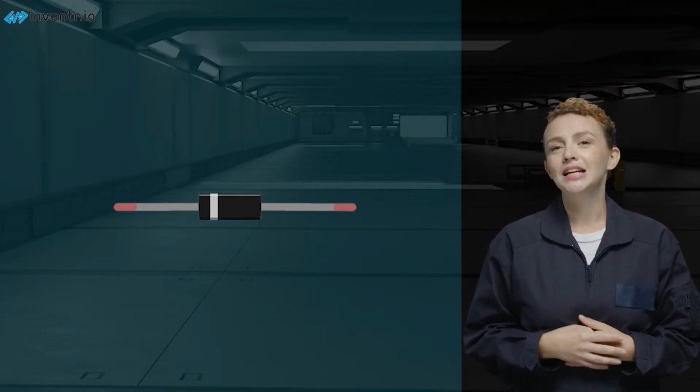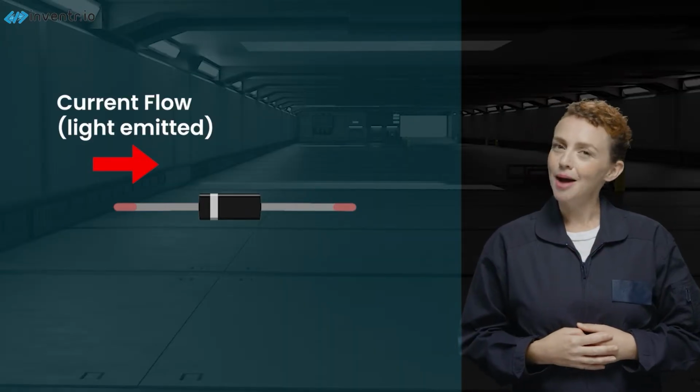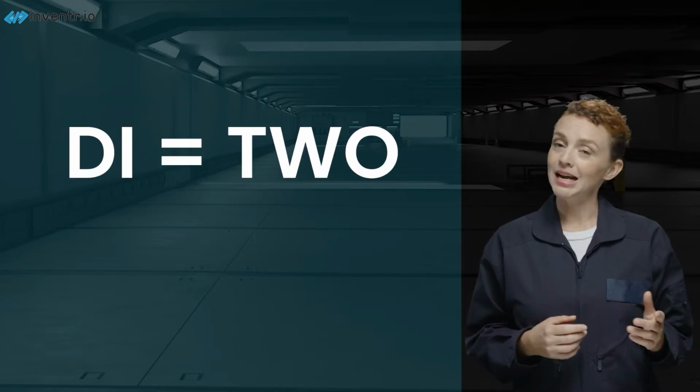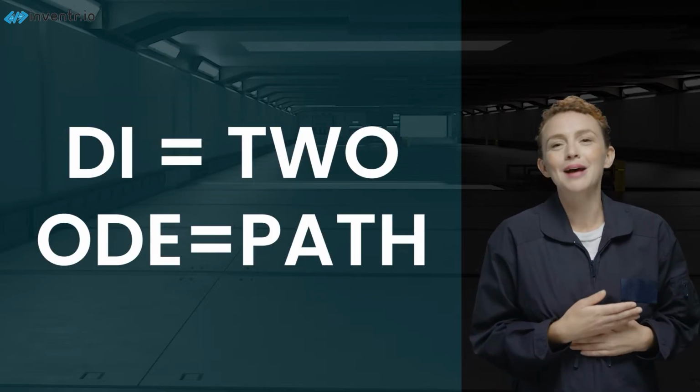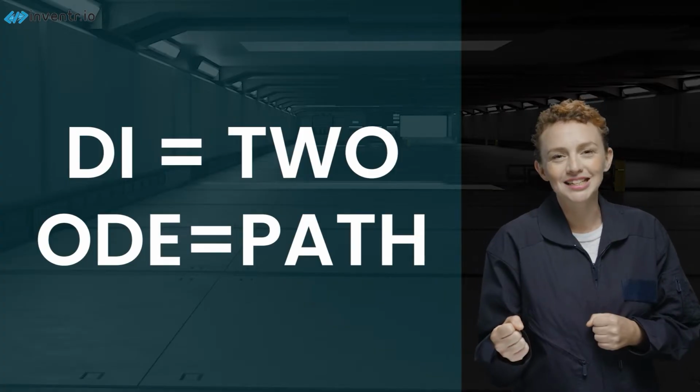In technical terms, an LED is a type of diode that emits light when an electric current passes through it. In one direction, it allows the current to flow, and it emits light. In the opposite direction, it blocks the current. That's why it's called a diode. Di, meaning two, and ode, meaning path. Two paths, one for current to flow and one to block it.